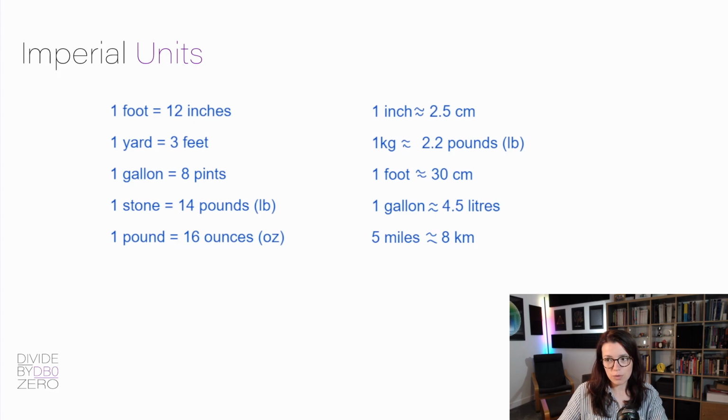Then over here, we've got 1 inch is approximately equal to 2.5 centimeters. So that symbol there means approximately equal to. 1 kilogram is around the same as 2.2 pounds. 1 foot is roughly 30 centimeters. 1 gallon is roughly 4.5 liters, and 5 miles is roughly 8 kilometers. Now we've seen the conversions, let's take a look at some examples.